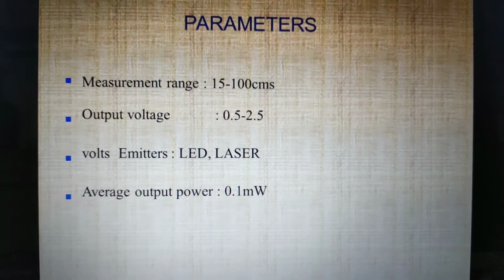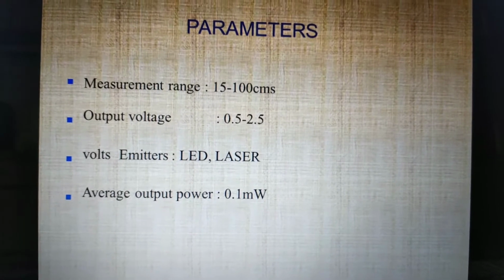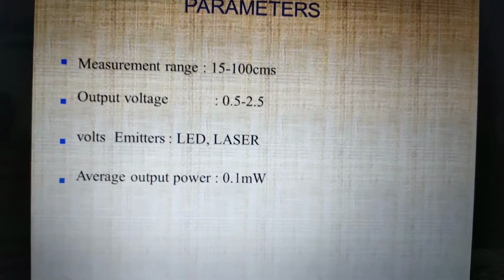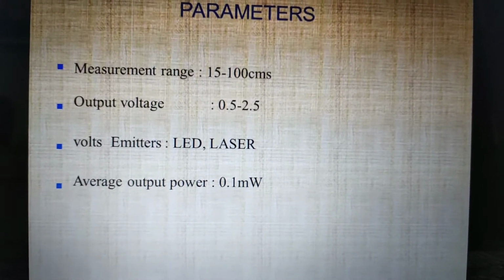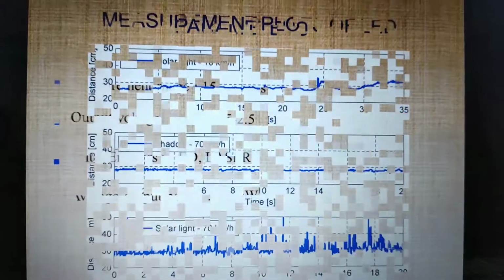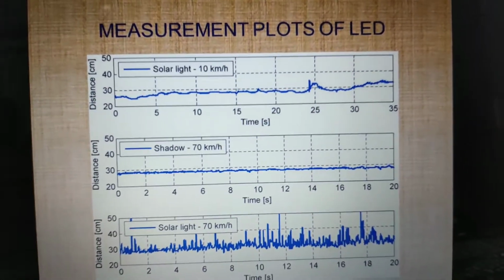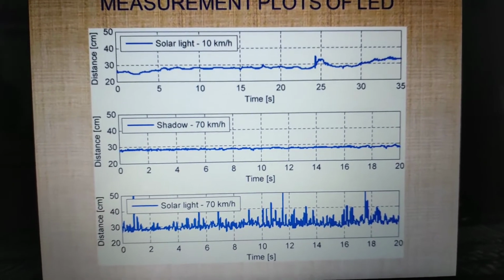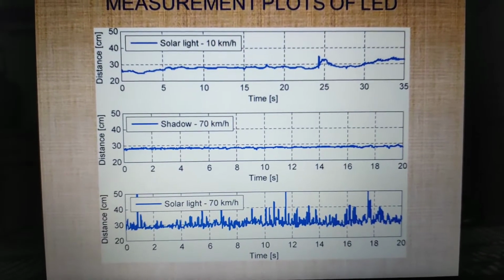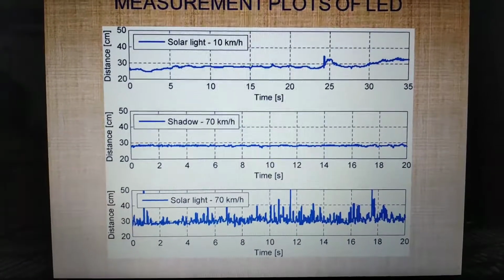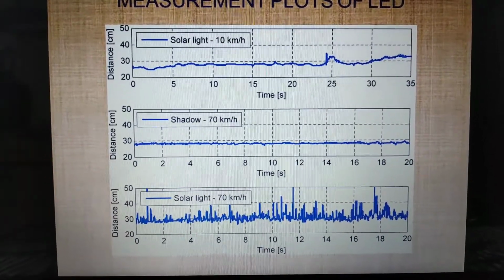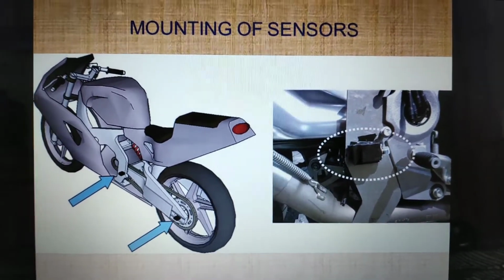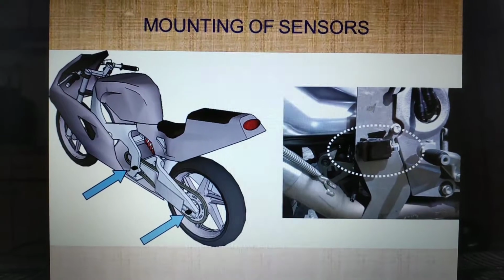Measurement: the range is 15 to 100 centimeter distance. Output voltage we can obtain is 0.5 to 2.5 volt. An LED, light emitting diode, and a laser can be used as emitter, and the average output power we can get is 0.1 milliwatt. We can obtain measurements with the LED, in which different types of light, such as solar light and shadow, can fall on this semiconductor, and we can get the output from it. This is an image of a sports motorcycle in which we can put the sensor.